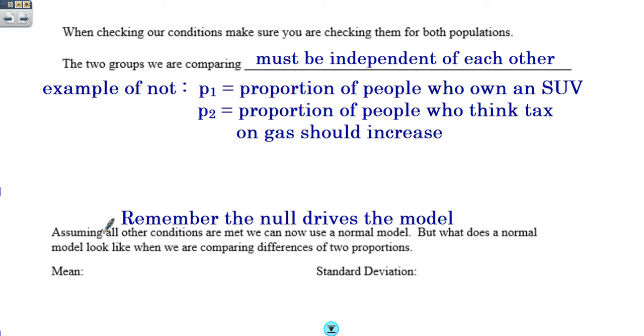So again, assuming that all the conditions are met, we can still use a normal model. Now the normal model is going to look a little bit different now that we're doing two proportions. I want to remind you that the null is driving the normal model. The null again is that P1 minus P2 equals 0. So what exactly does that mean about the center of our graph? The center of the graph is actually going to be at 0. So whenever we look at that normal model now, the center is going to be at 0.